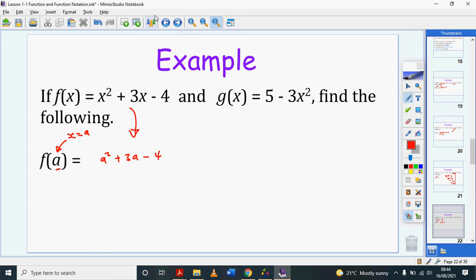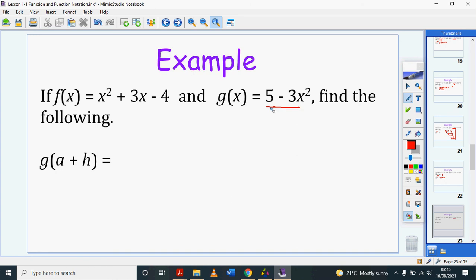g of a plus h. In this whole expression, where I have x, I will replace with a plus h. 5 minus 3 into a plus h close bracket squared. So I'm going to expand that. I hope you guys remember these expansions. a plus b squared from 9th grade is a squared plus 2ab plus b squared, right? If you don't quite remember, you can go the long way and do the FOIL.